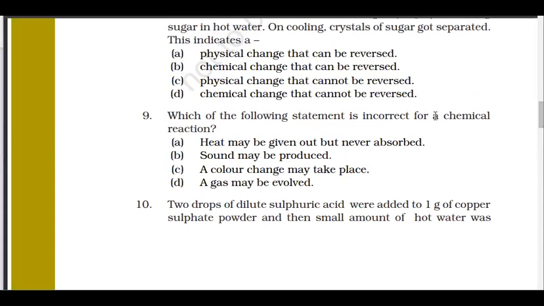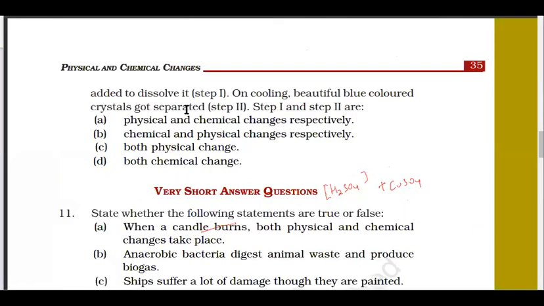Okay, 2 drops of dilute sulfuric acid. The formula of sulfuric acid, guys, is H2SO4. We added it to 1 gram of copper sulfate powder, right? Copper sulfate is CuSO4. A small amount of hot water was added to dissolve it, right? On cooling, beautiful blue color crystals got separated.